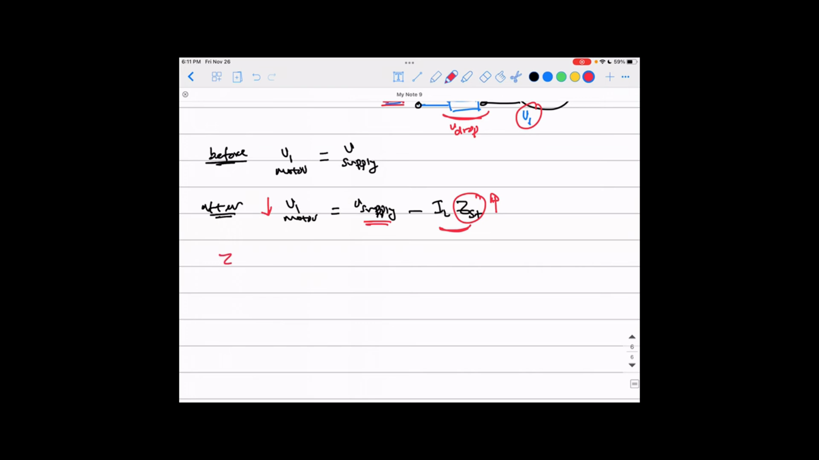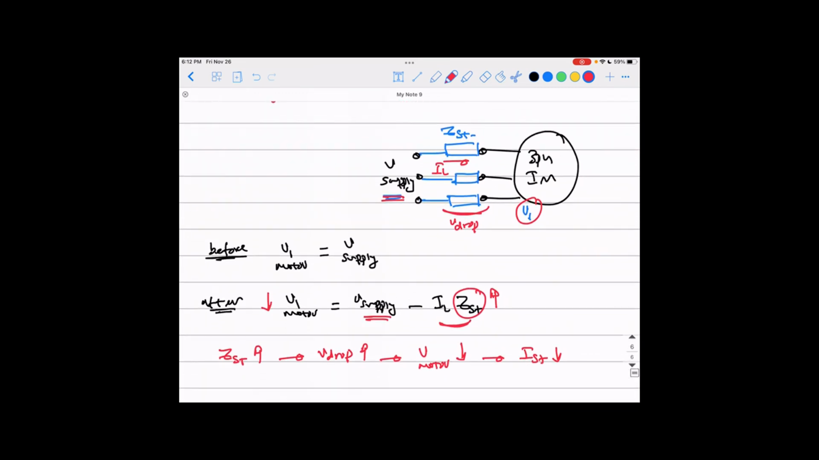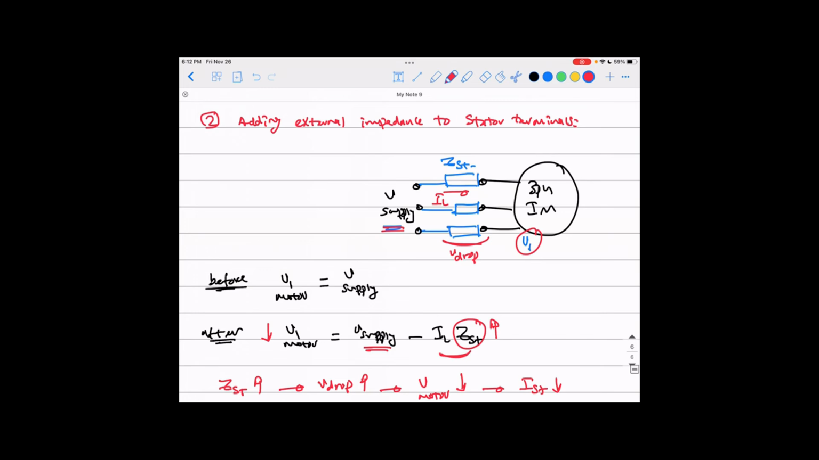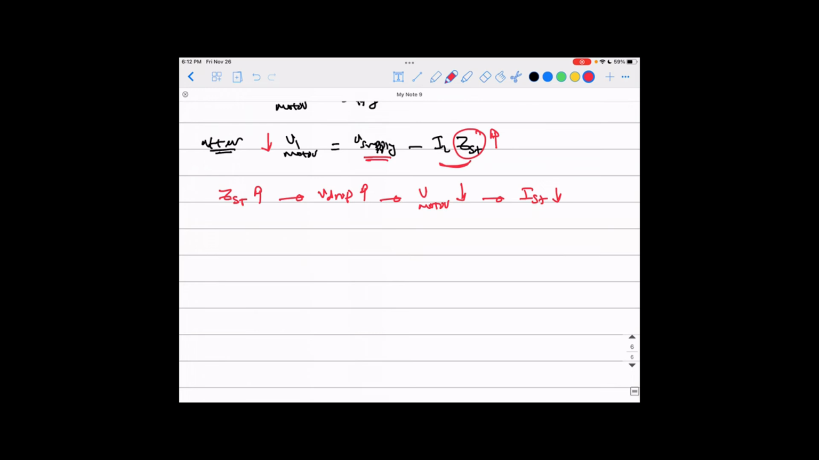So if the starting impedance goes up, that means the voltage drop over it will go up, and that means the voltage of the motor will go down, and that in turn reduces your starting current. Remember, because starting current equals V of the motor divided by the total impedance. Okay, guys? And that's how you can reduce the starting current. And if you have all the equivalent circuit parameters of the motor, you can use those equivalent circuits with this impedance. You can calculate how much impedance you want to put here to reduce the current to the amount you want.